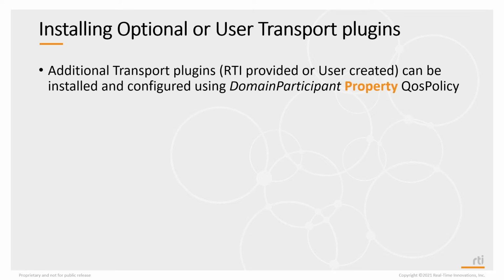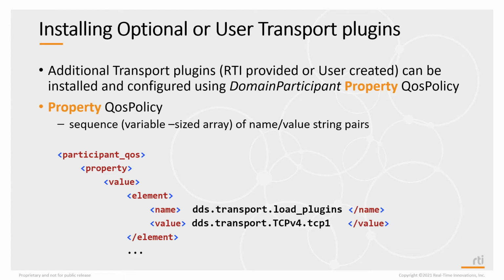But to install that, you would use the property QosPolicy for the domain participant. And here's an example where we're going to configure the participant to load the TCP v4 transport plugin. So you set a property, and a property is a name-value pair, and you can set different properties, and there are specific properties that are related to the transport plugin. This is an example of configuring the property QoS to tell a participant to load the TCP v4 transport plugin.